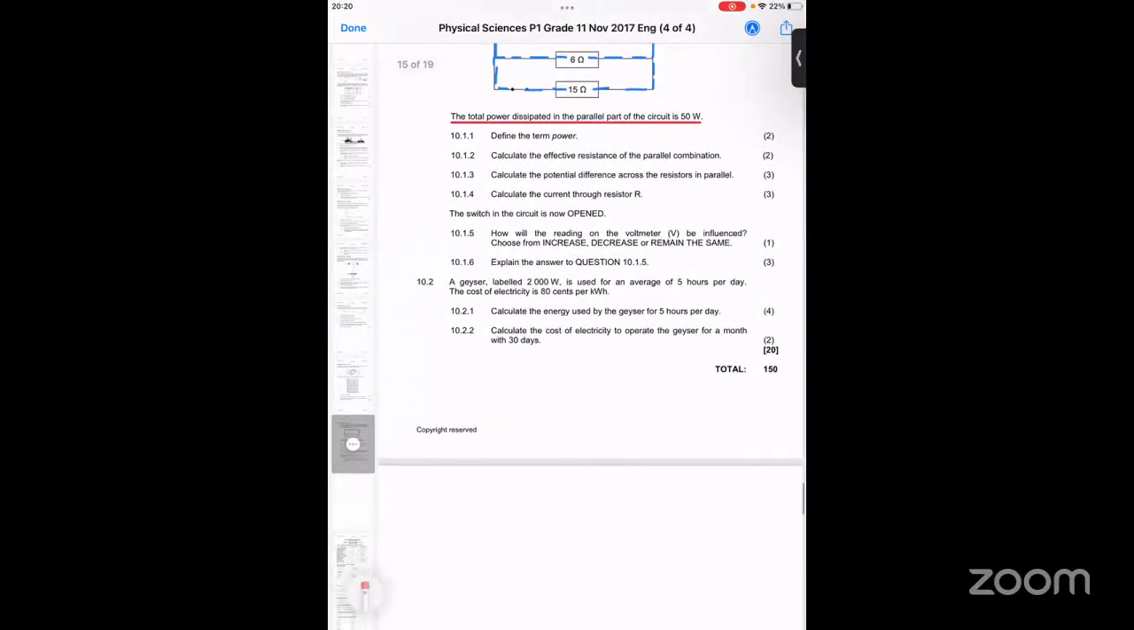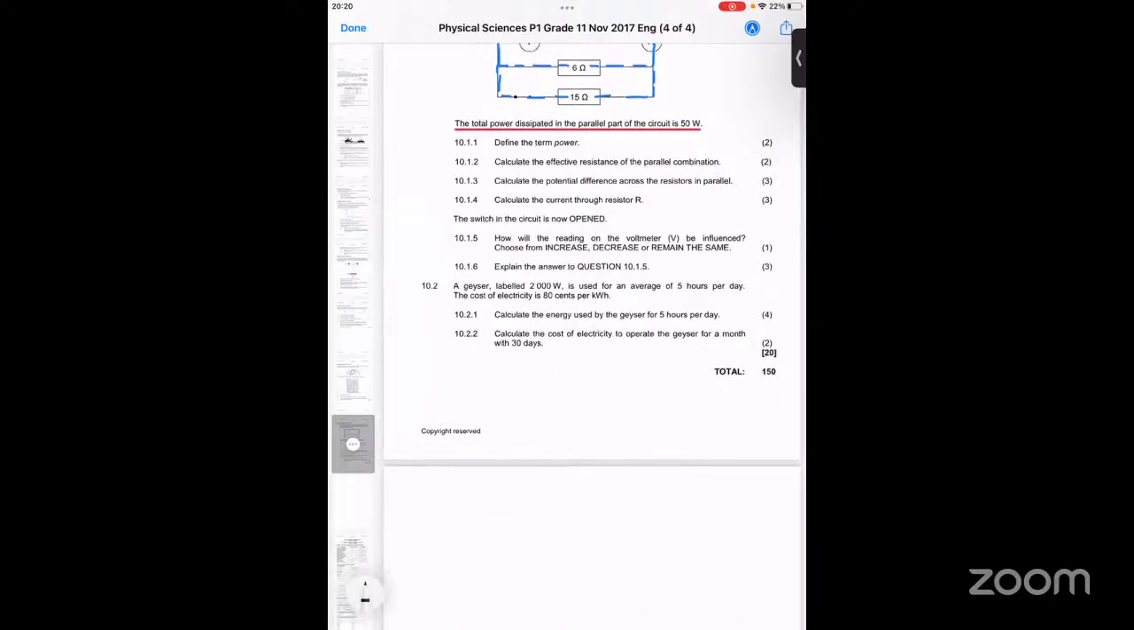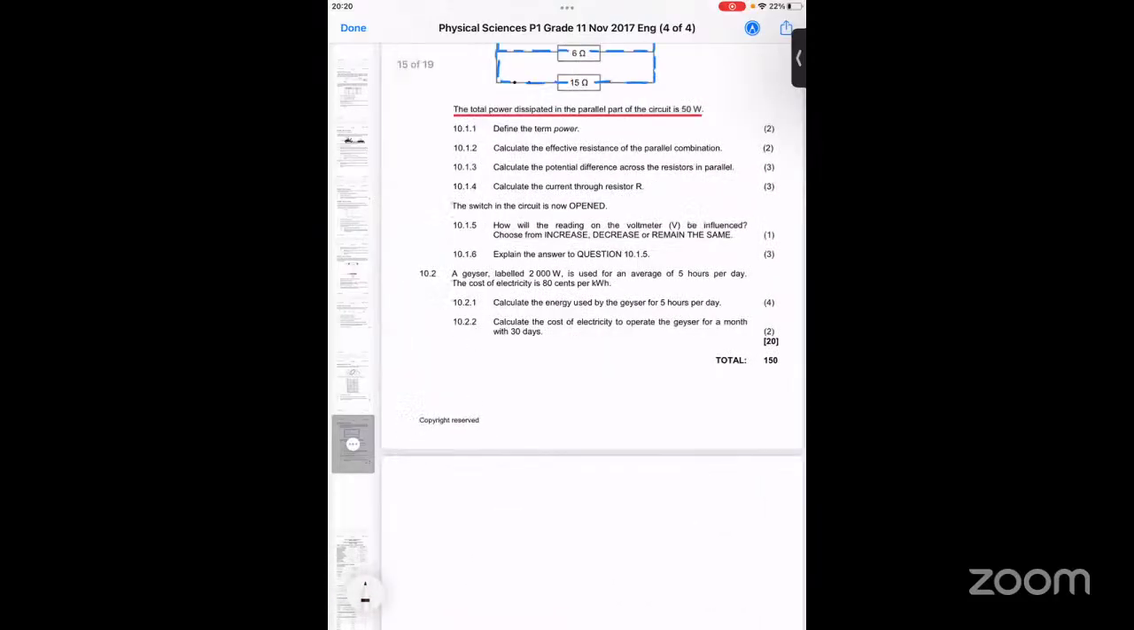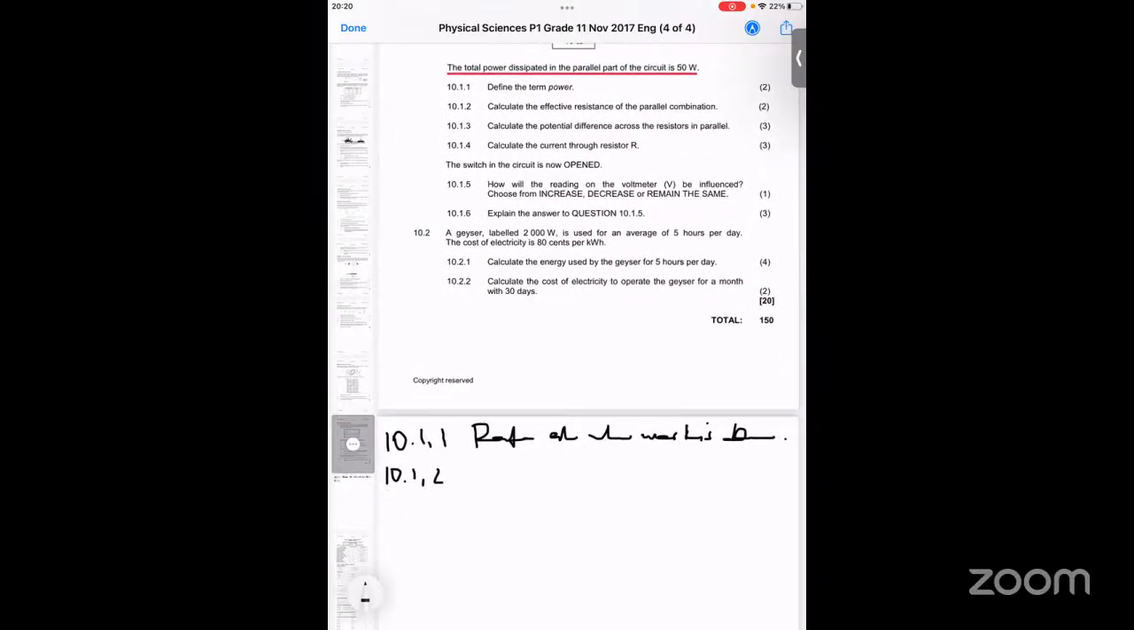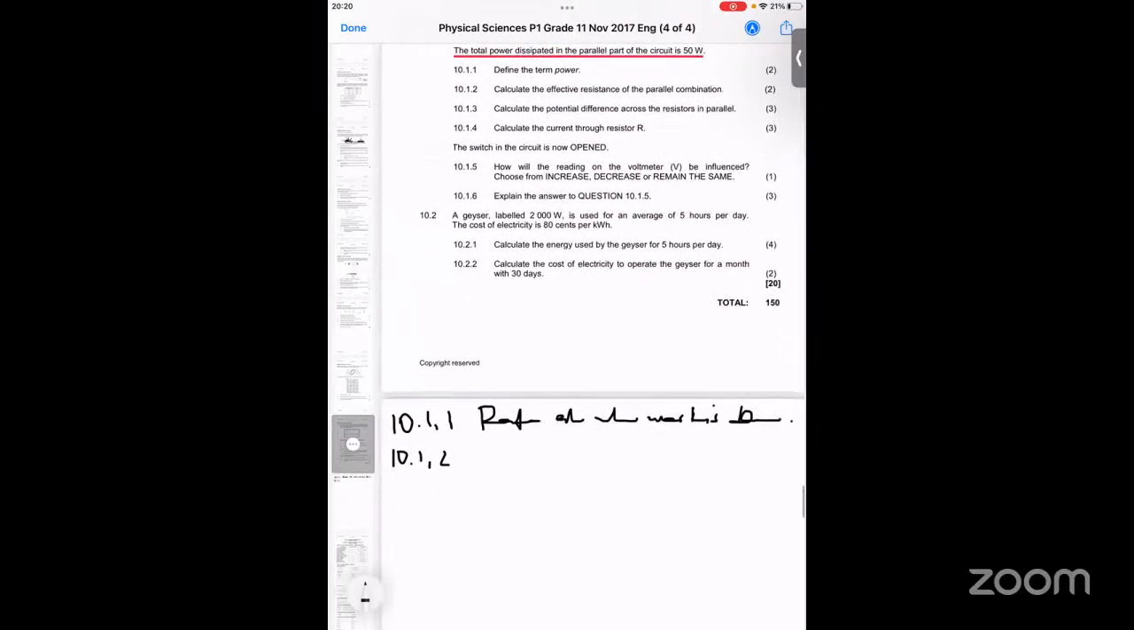Okay, so now let's see. When it comes to 10.1.1, we said the rate at which work is done, and then we said full stop. 10.1.2, the effective resistance of the parallel combination.